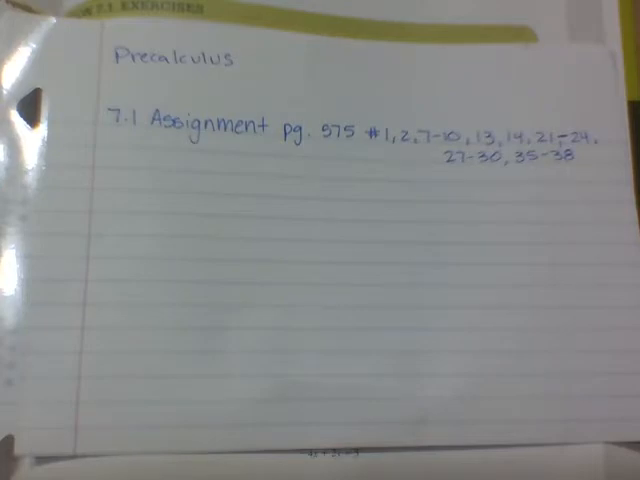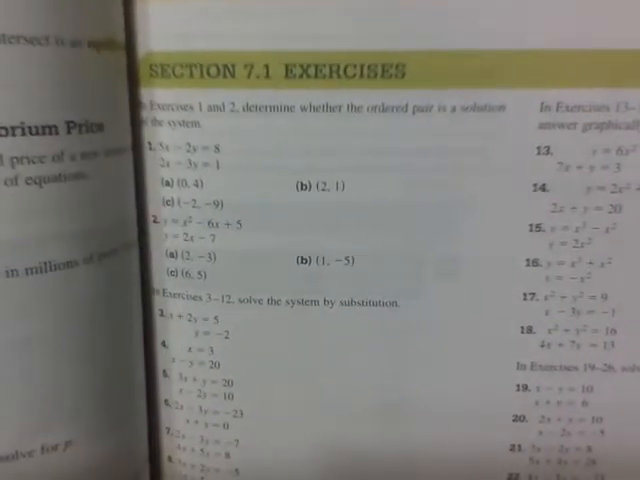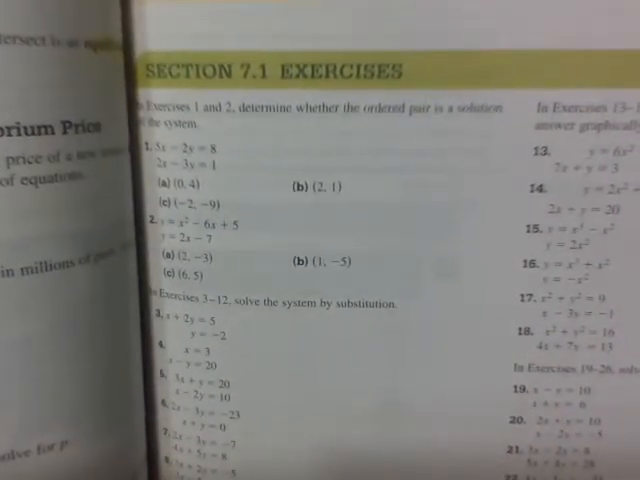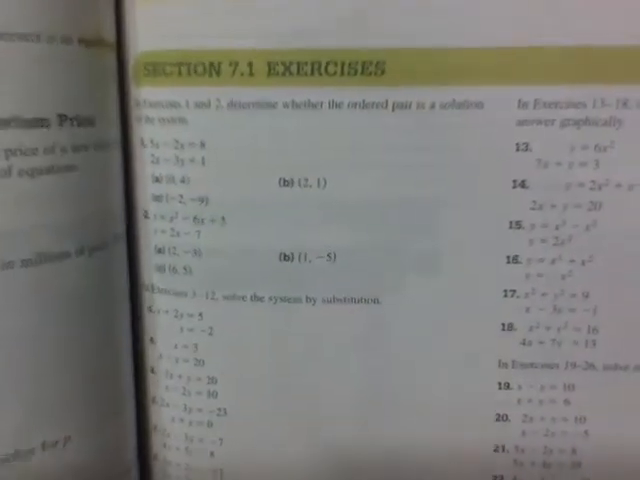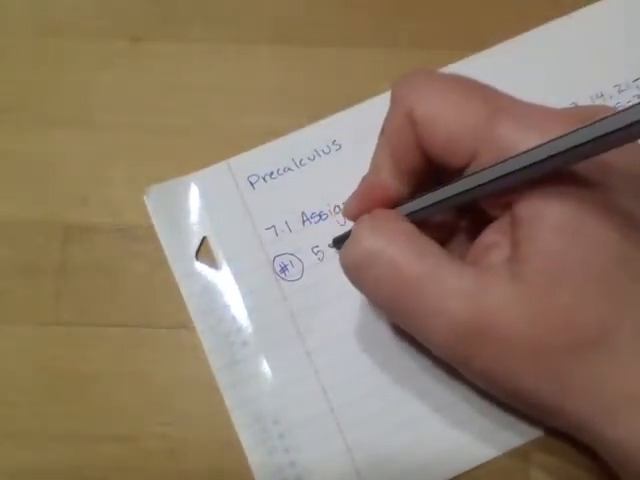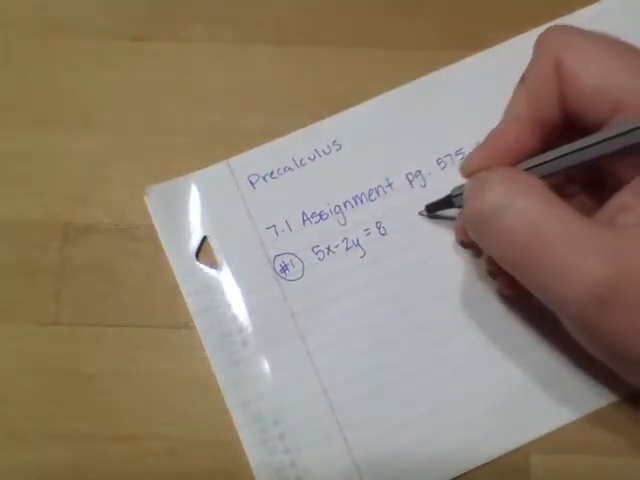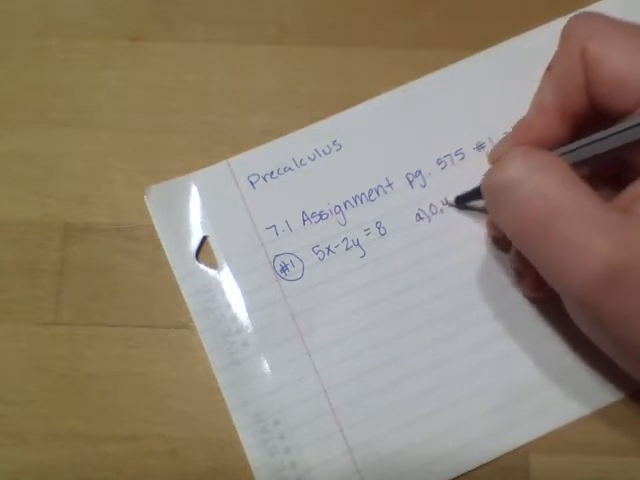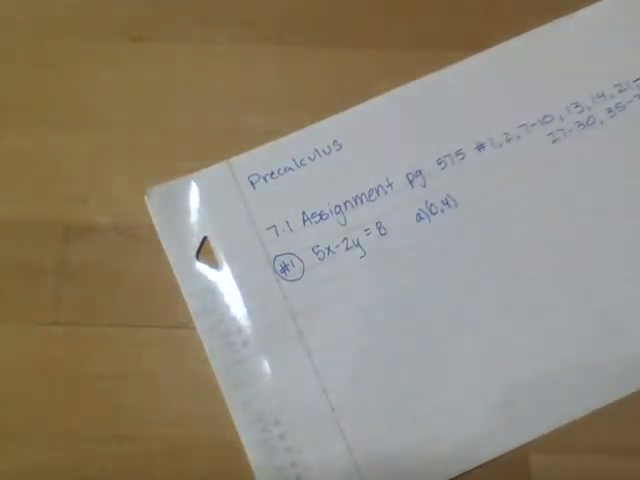So first one is number 1. In number 1 here in the book, they're saying that you need to determine whether the ordered pair is a solution. So really, all we need to do is plug in the x value to the x and the y value to the y for both of these equations and see if it works. So in number 1, the first equation that we have is 5x minus 2y equals 8. They want you to check out if the coordinate 0, 4 works. And we do not necessarily need to plug it into the second equation unless it works in the first equation.